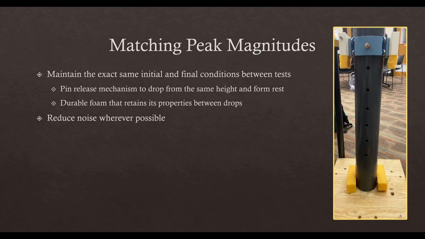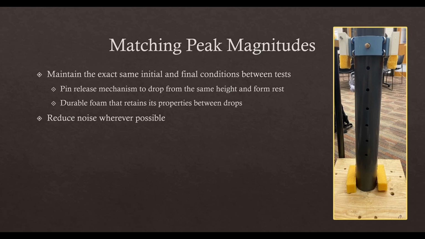Next, to match our peak magnitudes, we were primarily focused in the design on having the phone fall from a consistent set of initial conditions. This is why we have pre-drilled holes at set heights and added a pin dropping mechanism. These ensure that the collar, and therefore the phone, have the same displacement each run, as well as having the phone consistently start from rest before each run. Additionally, we use a durable foam that retains its properties between drops.